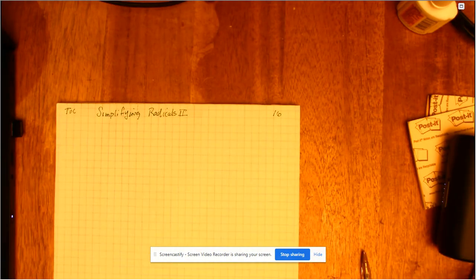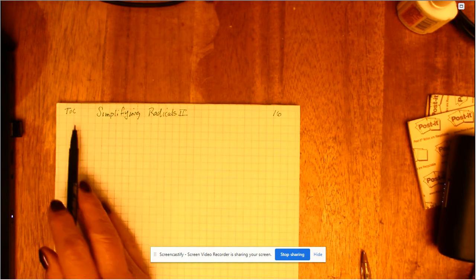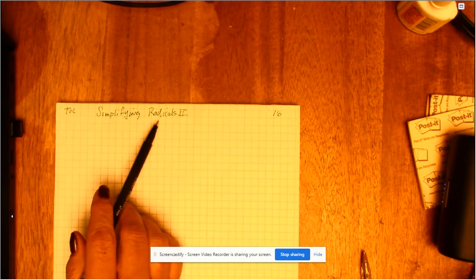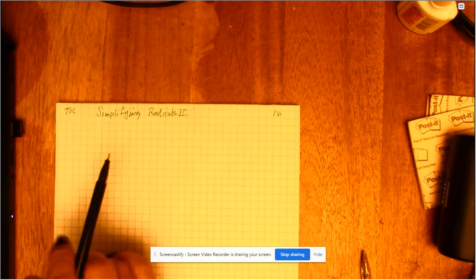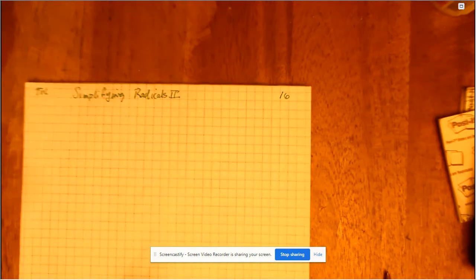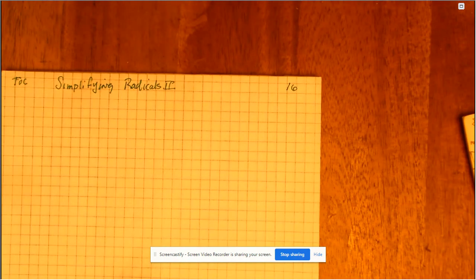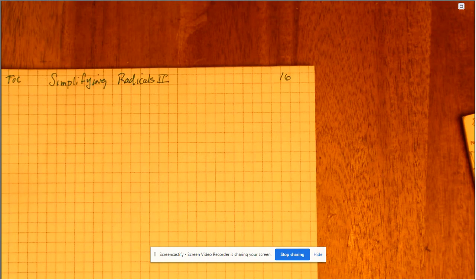So the first one, I don't have my main book at home, so your TOC should be Simplifying Radicals 2 and page 16 for that. So go ahead and put that into your notebook.